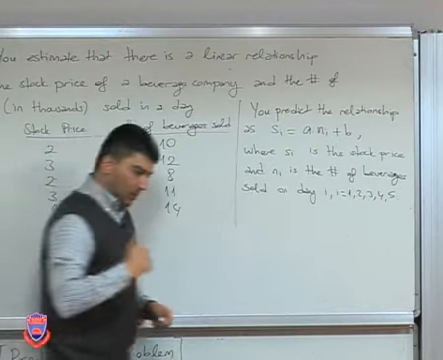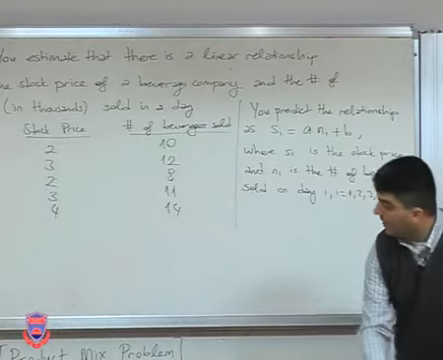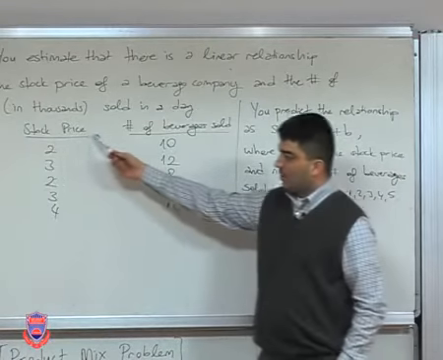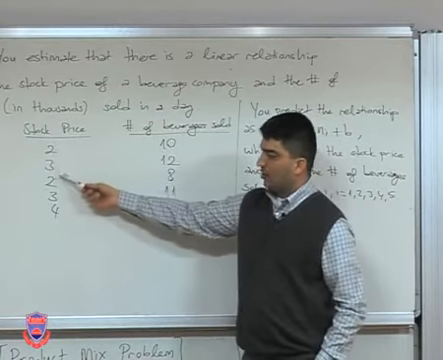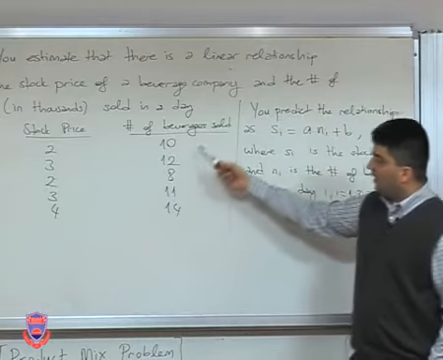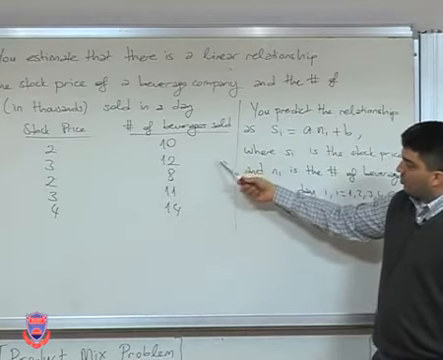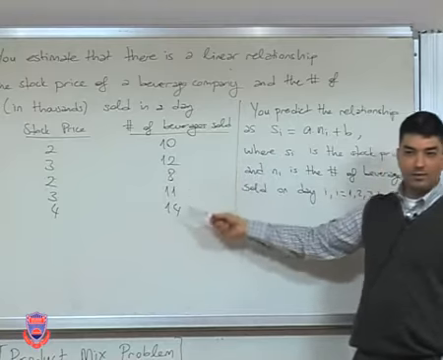So there's one thing I need to emphasize here. Basically, S_i represents the stock price, so this is S1, S2, S3, S4, and S5. And N_i represents the number of beverages sold, so this is N1, N2, N3, N4, and N5.